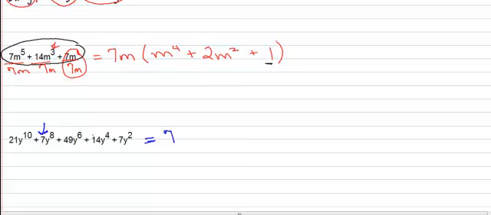Now we're going to look for the variable GCF, and we're looking to see if we have one. So we've got a y in each term. So y is definitely part of our GCF. And then we look for the smallest exponent, and that's 2. So there's our GCF. And now we're going to divide each of these by 7y squared.